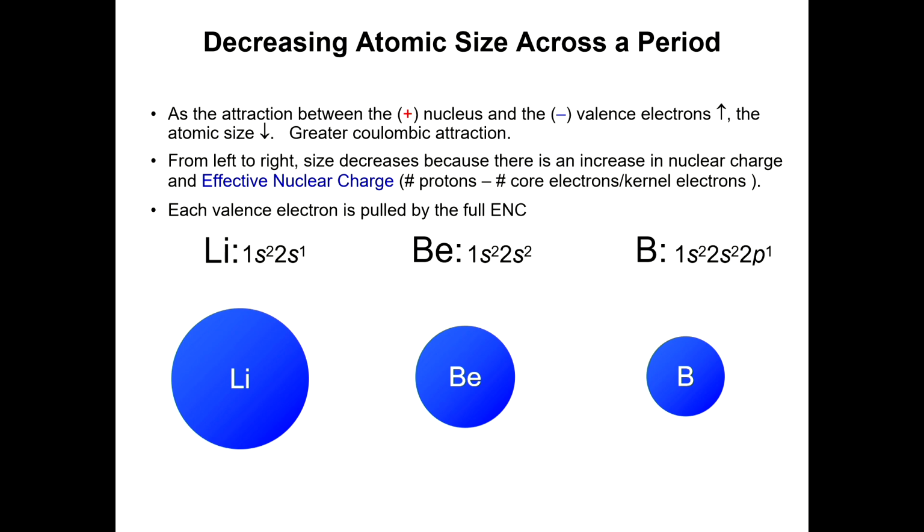So what is effective nuclear charge? Effective nuclear charge means the proton number minus the inner core electrons. This number is called the effective nuclear charge of the valence electrons.